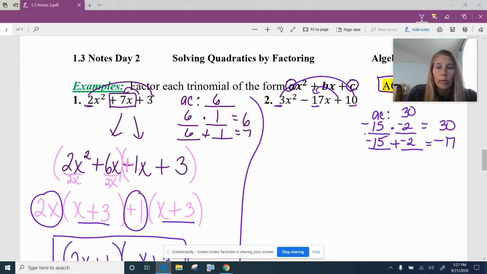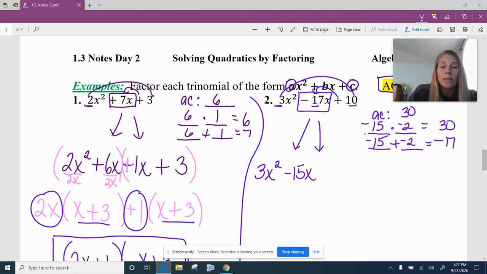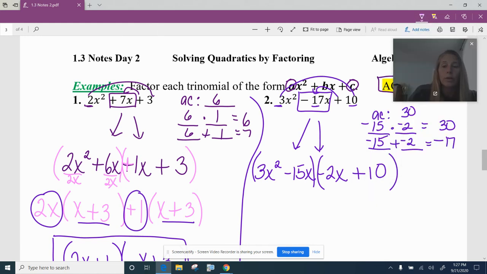So once you figure out your numbers and signs, you're now going to rewrite your problem, splitting up that middle term. So we have 3x squared. Then I'm going to do minus 15x and minus 2x instead of that negative 17x. Then we're going to do our 2 GCFs. So what is my GCF of those first 2? Right here, 3x, and I'm left with x minus 5.